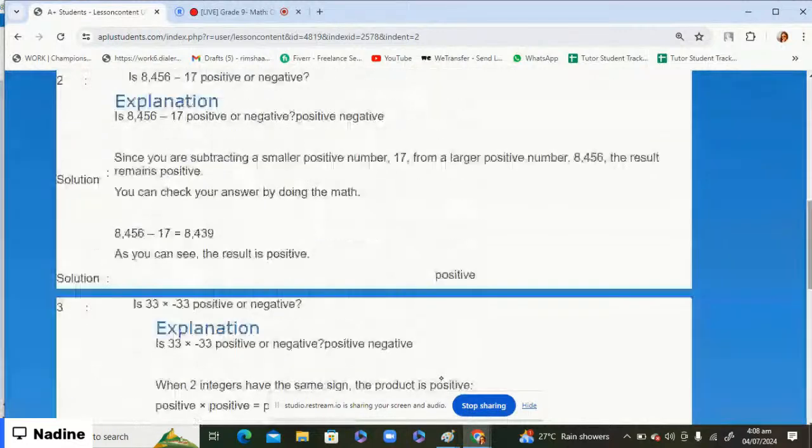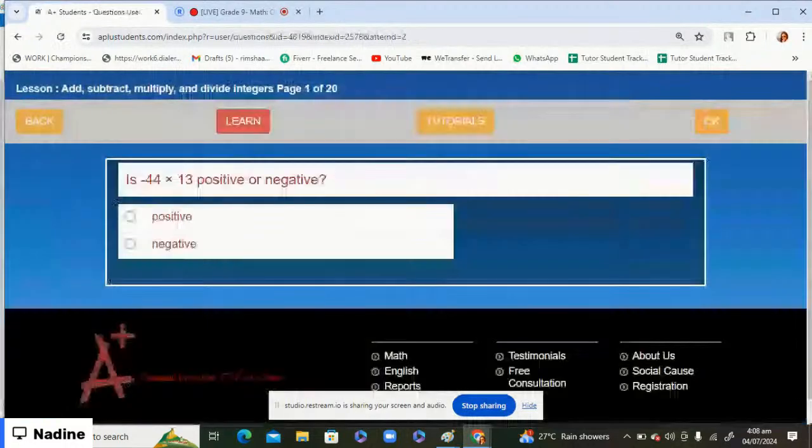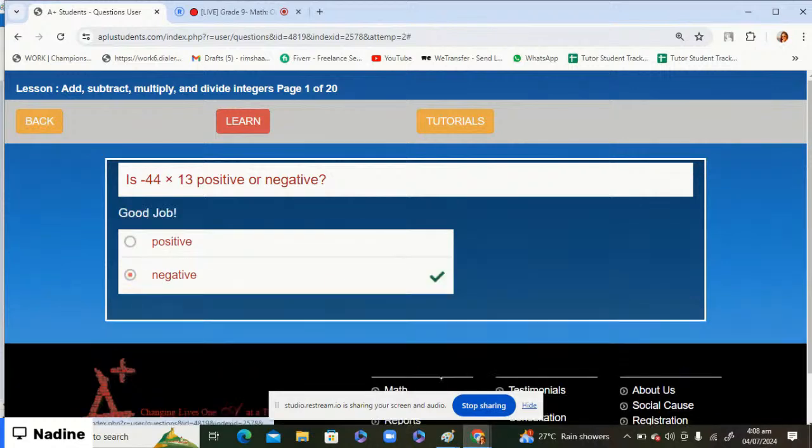Let's do some test questions. Look here. One is negative and one is positive. 44 is negative and 13 is positive. So what answer do you get? If one is negative, one is positive, and these two are multiplied with each other, you get a negative. Okay, so we get the negative answer.